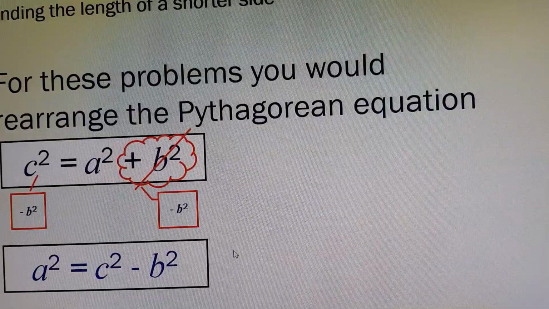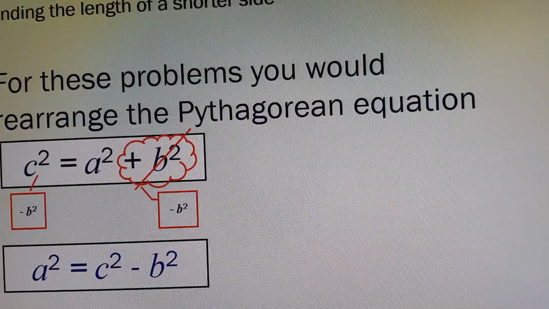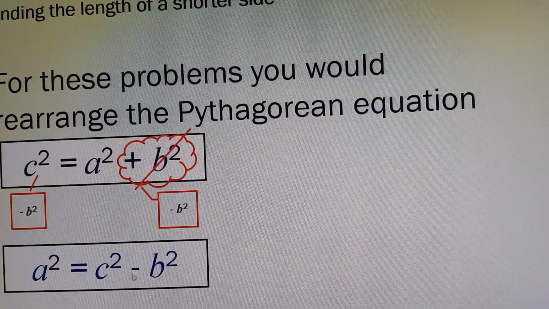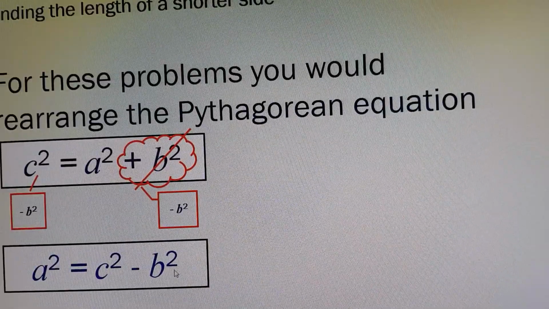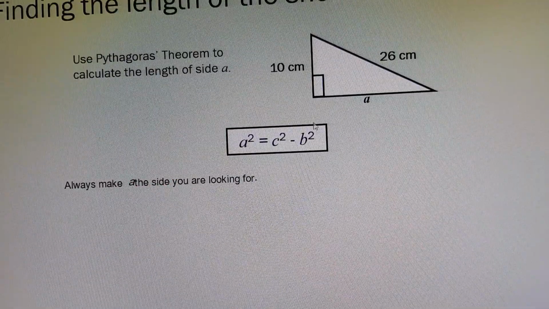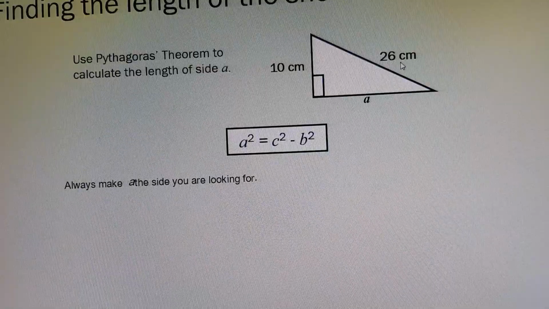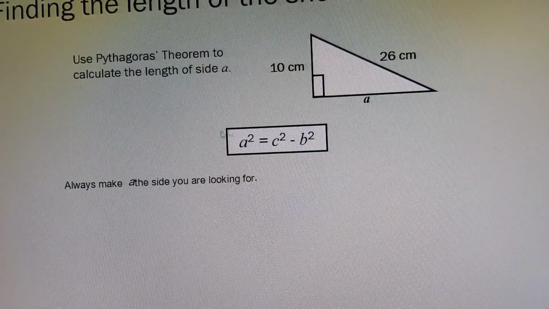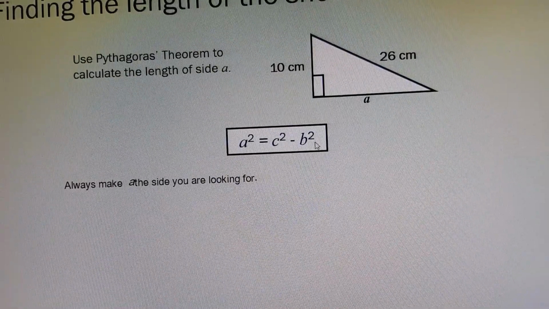So when I am looking for a short side, ask yourself the question again. Am I looking for the hypotenuse? In this case, the answer is no, so I know I'm going to take away. And you're always going to do the big number, take away the little number. Okay, so let's have a look at a problem. So here, I've got the hypotenuse. So am I looking for the longest side? No. So I know it's this formula. The a squared is equal to c squared minus b squared.